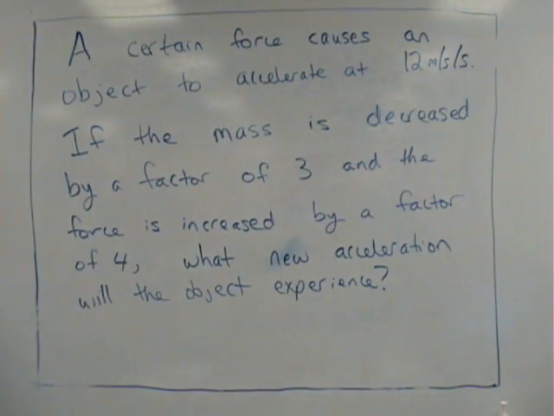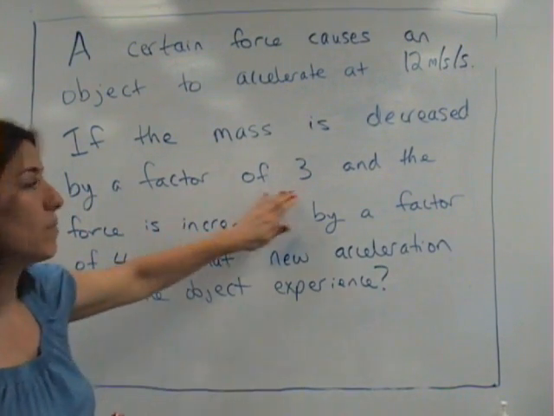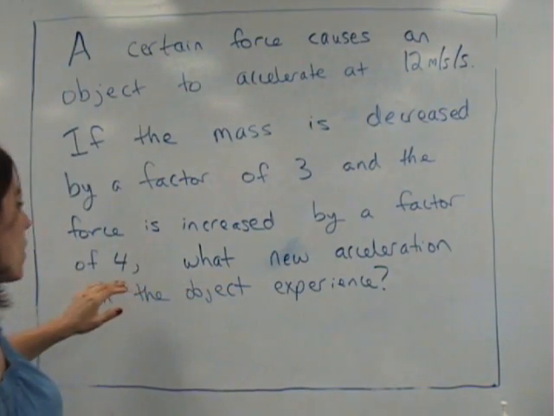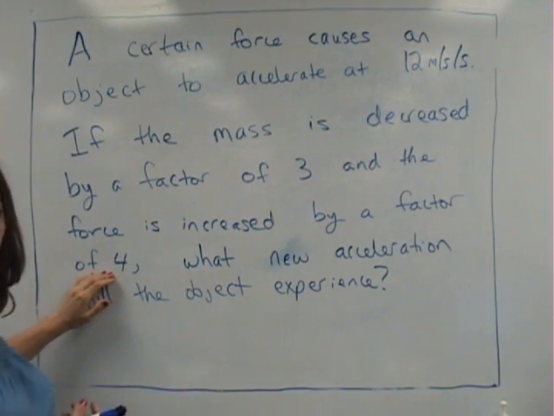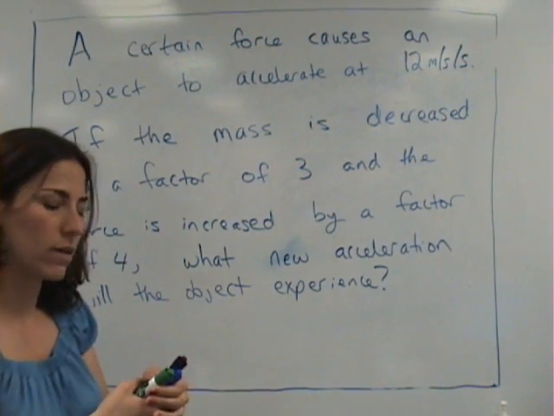This problem says, a certain force causes an object to accelerate at 12 meters per second per second. If the mass is decreased by a factor of 3 and the force is increased by a factor of 4, what new acceleration will the object experience? So clearly we're changing both the force and the mass. You can see we're having less mass, 3 times less mass, and we're having more force, 4 times more force. And we want to know what both of those things together do to the acceleration.